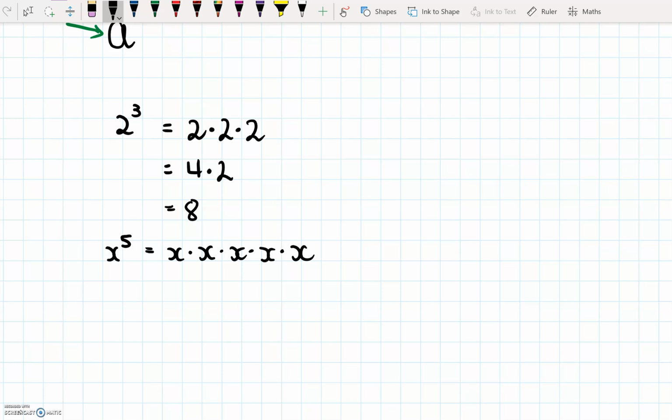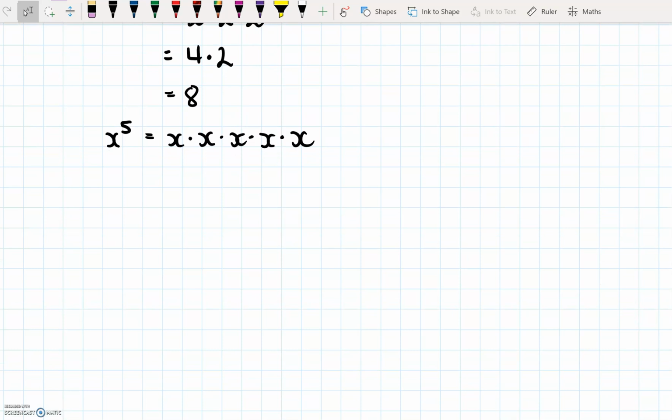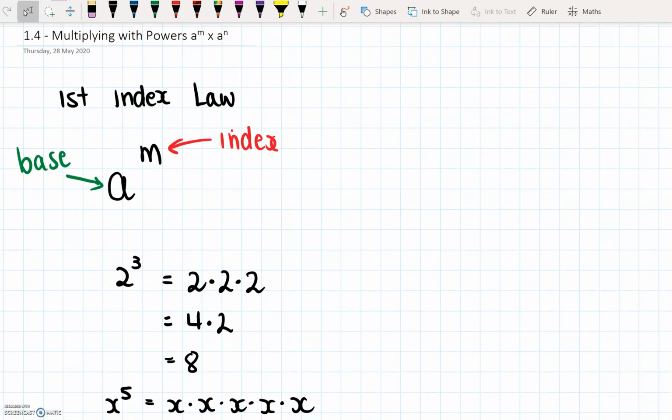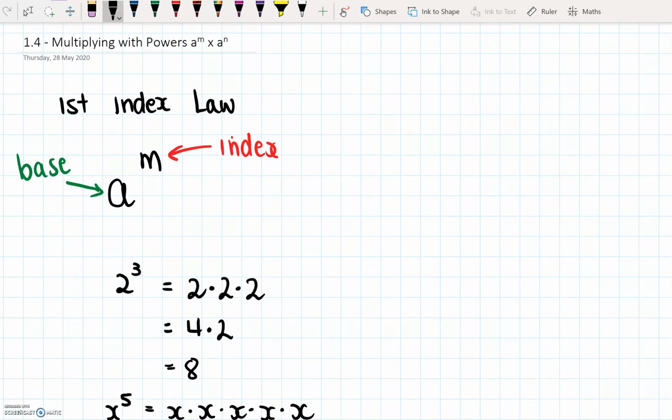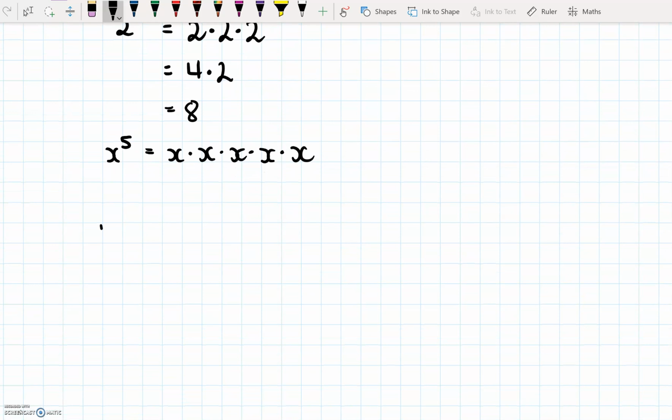All right, now when we are multiplying with powers, that means we're multiplying two numbers that have the same base. So you can see up here at the top where I've written a to the m times a to the n, the base must be the same for this. So if we have, for example, b to the power of 3 times b to the power of 2, this is an example. So let's look at what that means.